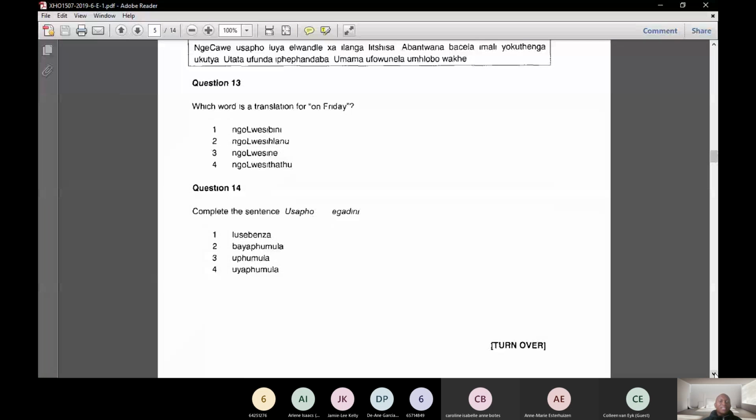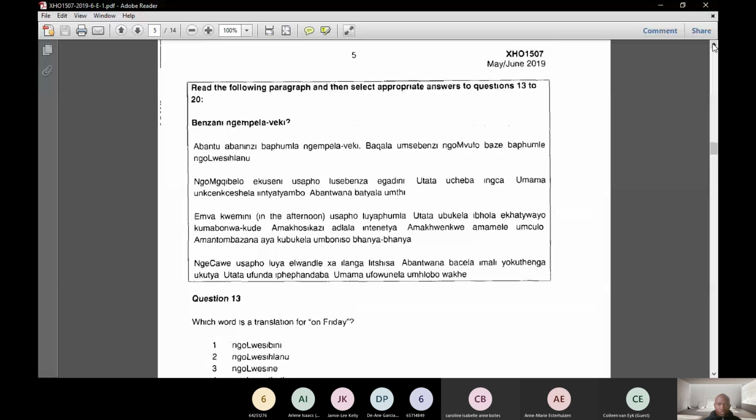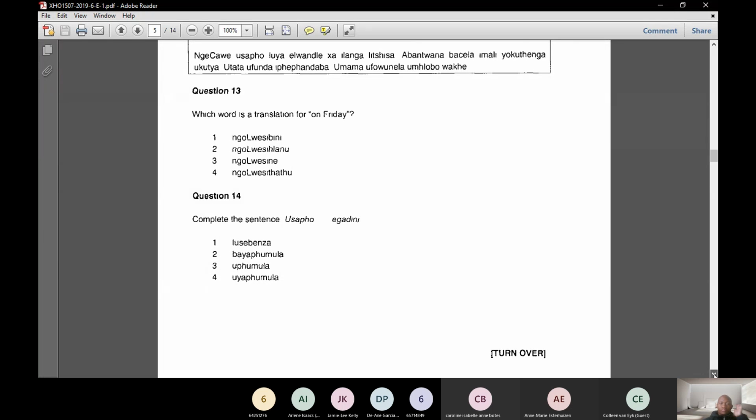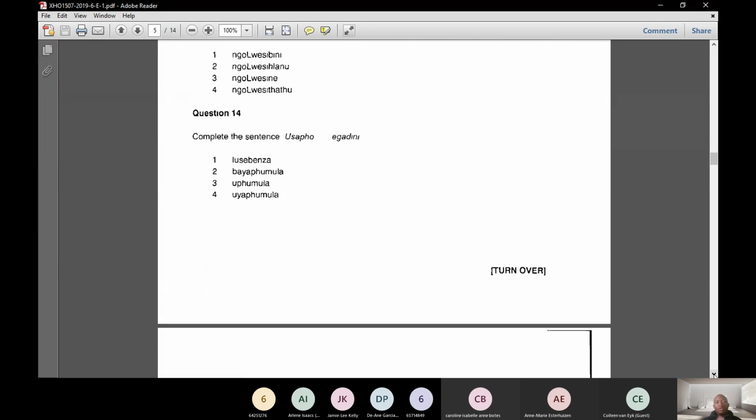Number 14. Complete the sentence. Usapho dash egadini. Let's go back to the passage. This is easy. You just have to find usapho and find the word in the middle. Lusebenza. Yes. Usapho lusebenza egadini. So that's number 1. The correct answer for question number 14 is number 1.